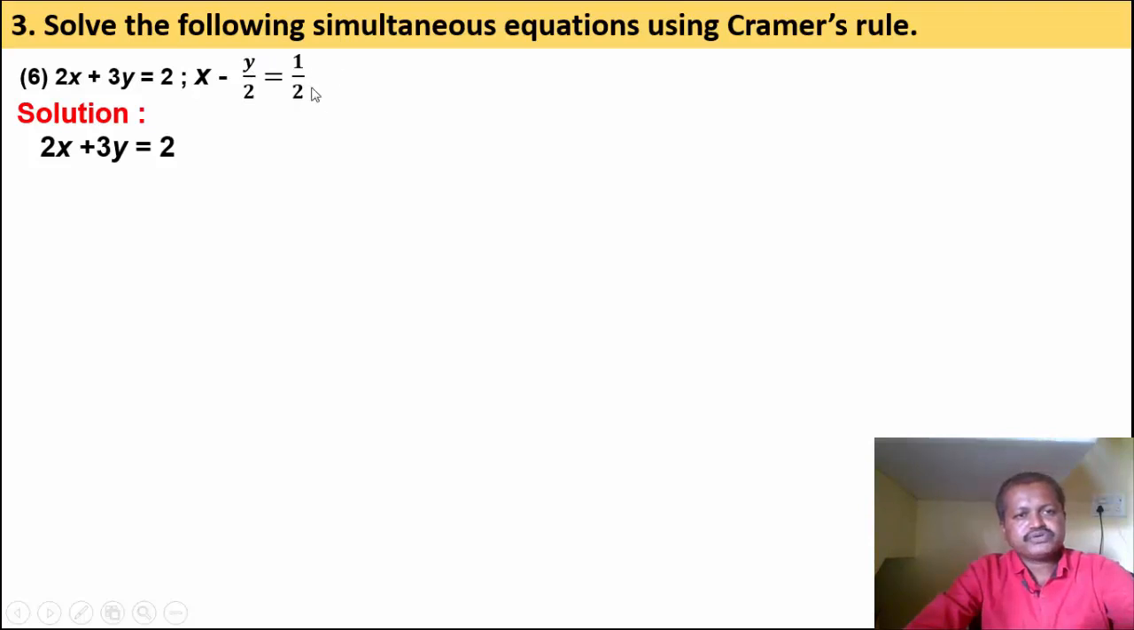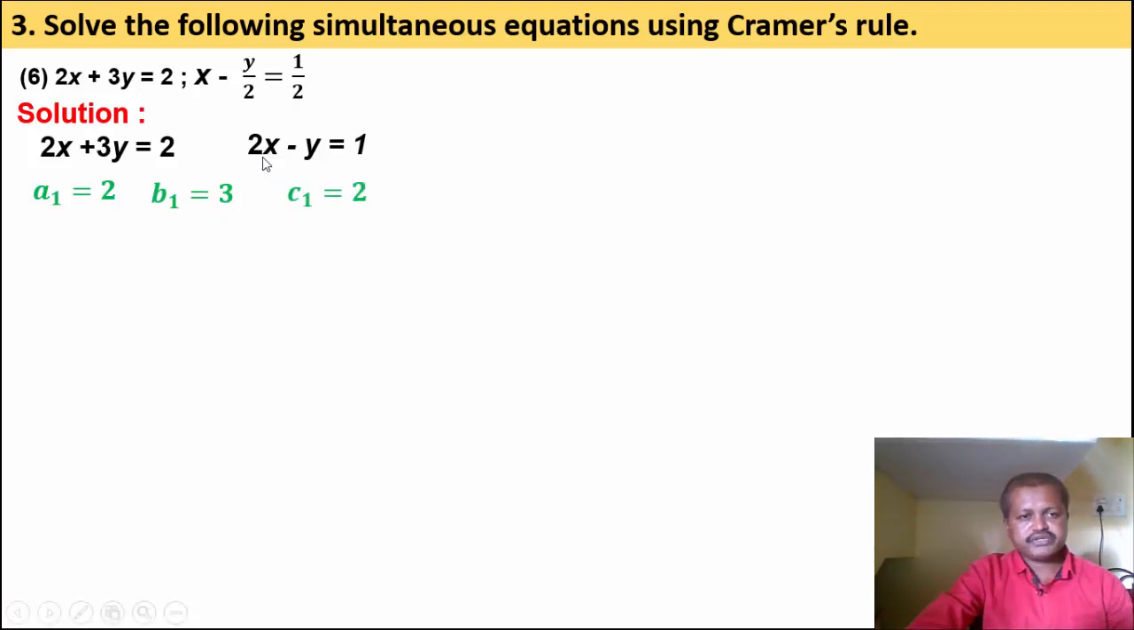And 1 upon 2 into 2, that is, the 2 gets cancelled, remaining here only 1. So write the new equation here, 2x minus y is equal to 1. Now calculate the values for the first equation, a1, b1, c1. Write here a1 is equal to 2, b1 is equal to 3 and c1 is equal to 2. And from the second equation you get a2 is equal to 2, b2 is equal to minus 1 and c2 is equal to 1.